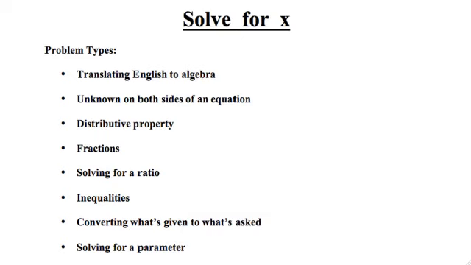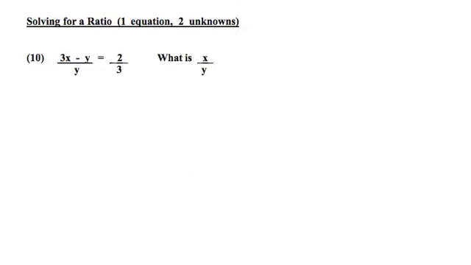This is the second session on solving for unknowns, where we'll be looking at solving for ratios and inequalities. The next problem type is solving for a ratio, where you have one equation and two unknowns, so you can't solve the variables for specific numbers, but you can solve for their relative amounts. If you want to try the problem on your own, you can pause the screen now.